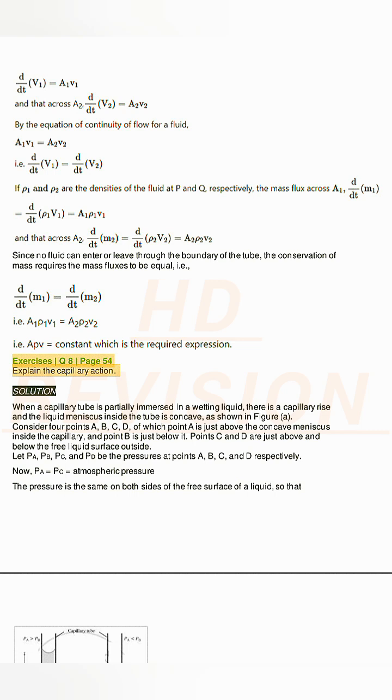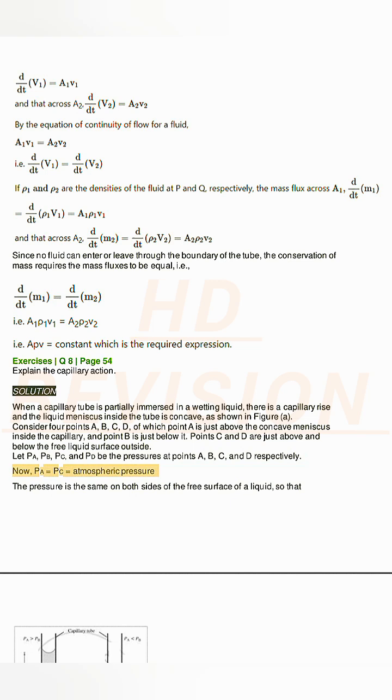Exercises Q8, page 54. Explain capillary action. Solution. When a capillary tube is partially immersed in a wetting liquid, there is a capillary rise and the liquid meniscus inside the tube is concave, as shown in figure A. Consider 4 points A, B, C, D, of which point A is just above the concave meniscus inside the capillary, and point B is just below it. Points C and D are just above and below the free liquid surface outside. Let PA, PB, PC, and PD be the pressures at points A, B, C, and D respectively.